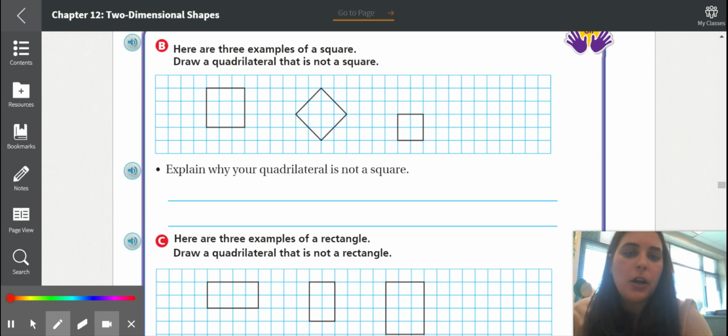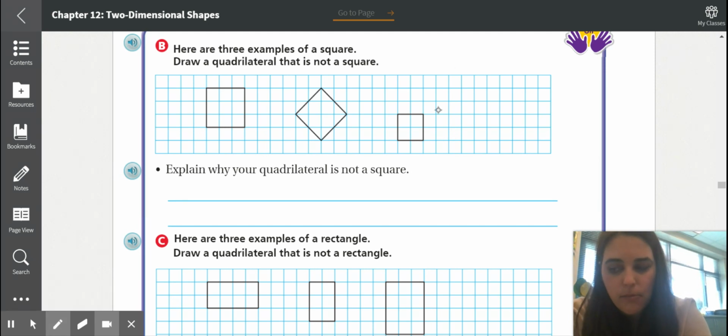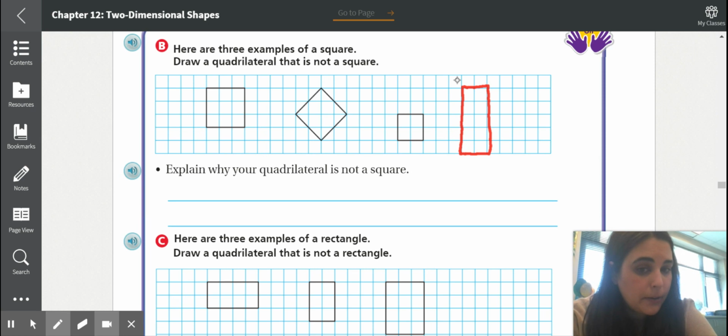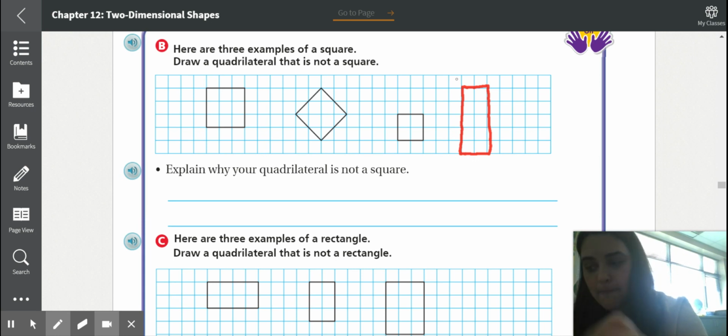So we could draw, let's see. That's a quadrilateral, but it's not a square because it does not have 4 sides of equal length. So that's what we can write.